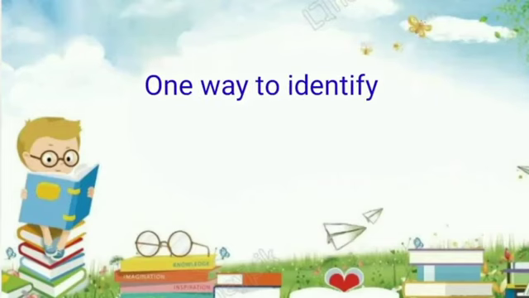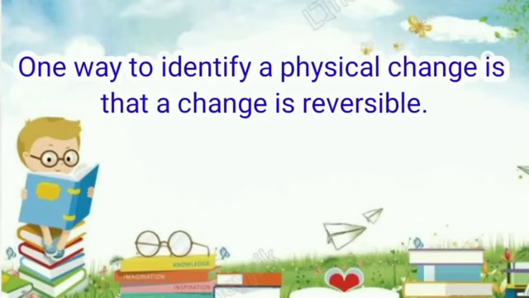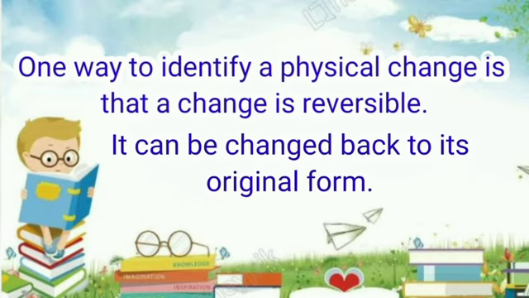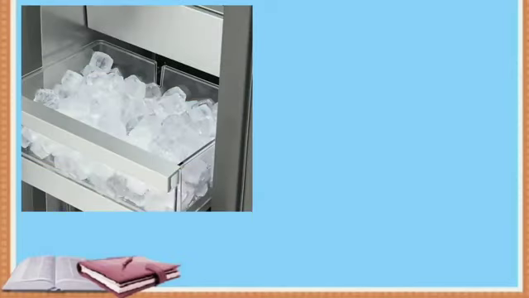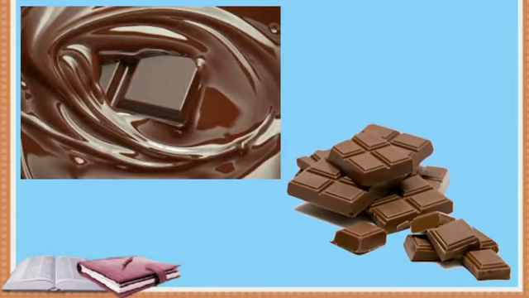One way to identify a physical change is that a change is reversible. It can be changed back to its original form. For example, when we put some water in the freezer, it will turn into ice. If we warm the ice, it melts and changes back into water. Melted chocolate can be put in a fridge to reharden.